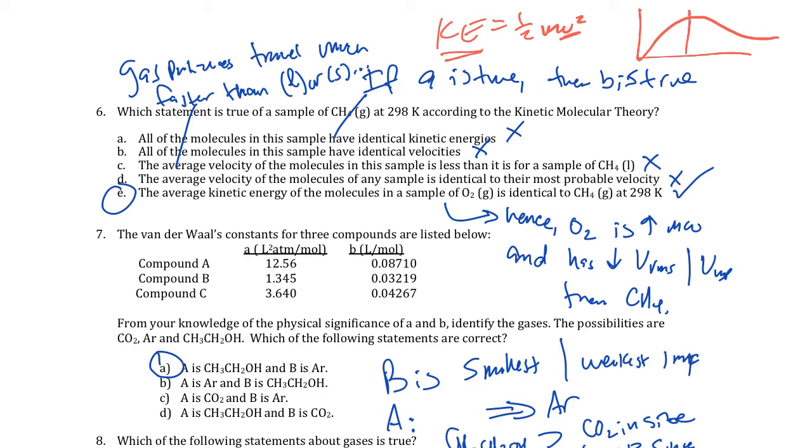And then we describe the most probable versus the average versus the root mean square velocity. And we can calculate the root mean square by using the square root of 3RT divided by molar mass, and the most probable is the square root of 2RT divided by the molar mass. So anyways, choice C says the average velocity of the molecules in the sample is less than that for a sample of CH4 liquid.